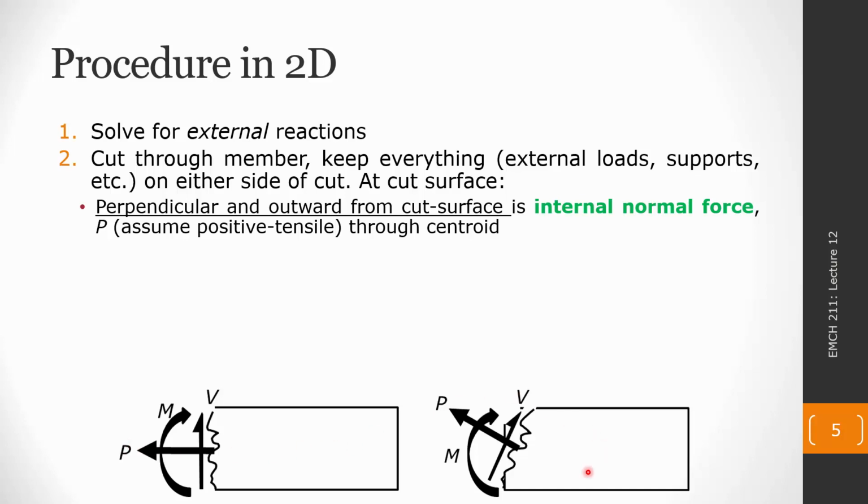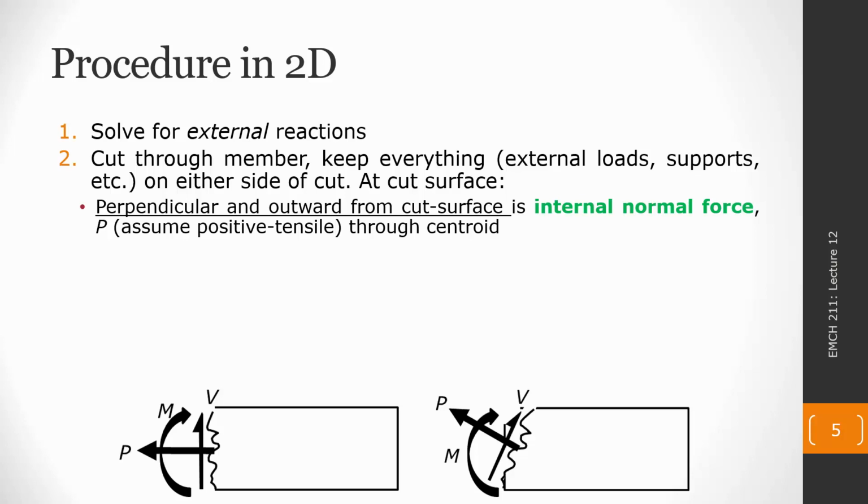In the example on the right, if I make this oblique cut, P is up and to the left because that is the outward normal direction from the surface of the cut. The direction of P is not dictated by whatever coordinate system you're employing. The direction is going to be determined only by the outward normal direction of the cut surface. This force P is always going to be coming out from the centroid of that cut surface. And by convention, if our force P is positive, that means we have a tensile internal normal force. And if it's negative, it's a compressive internal normal force.